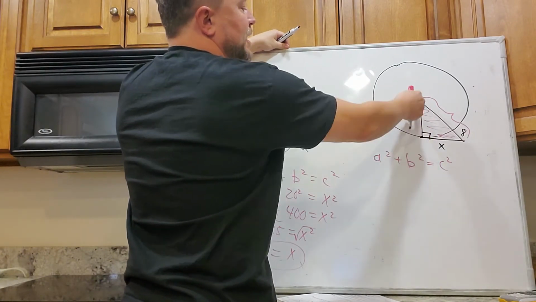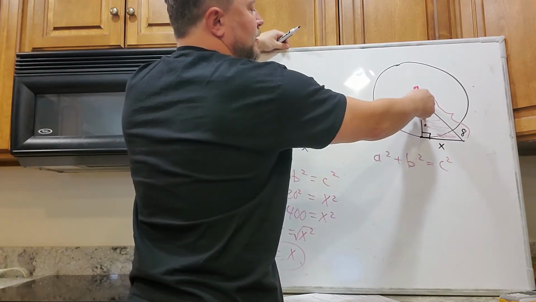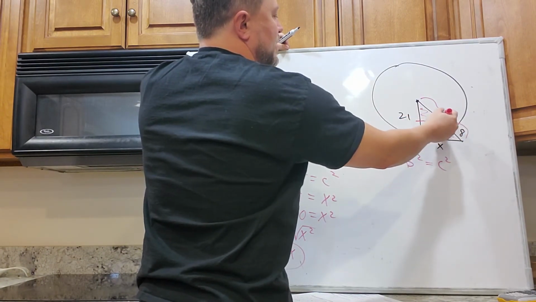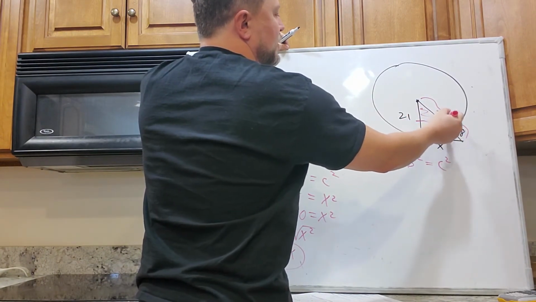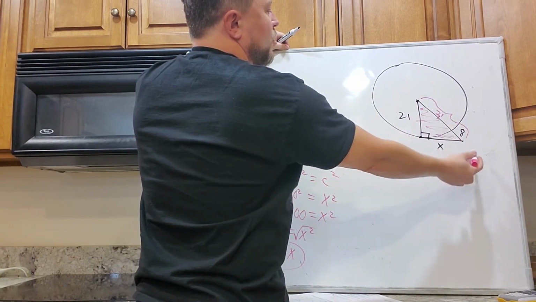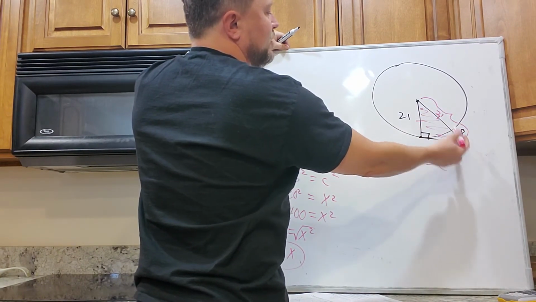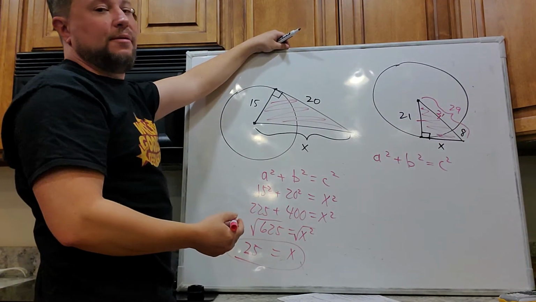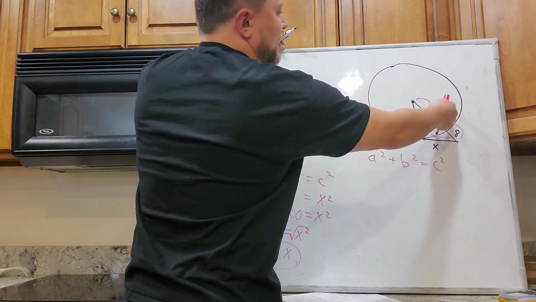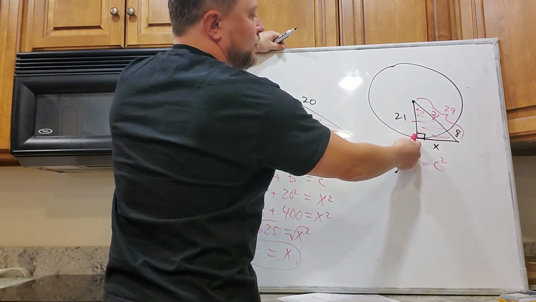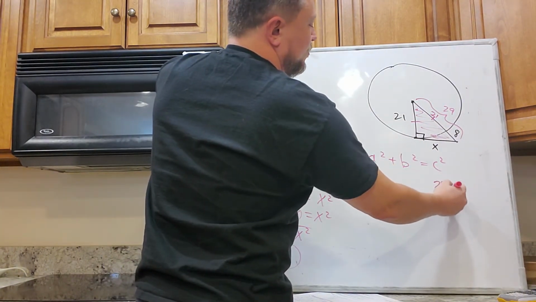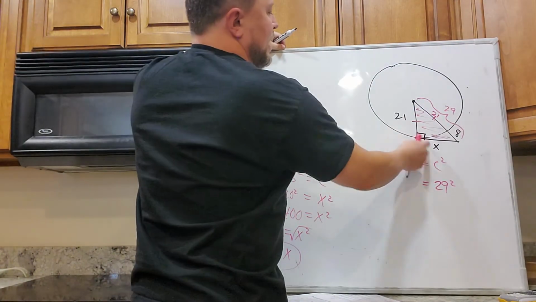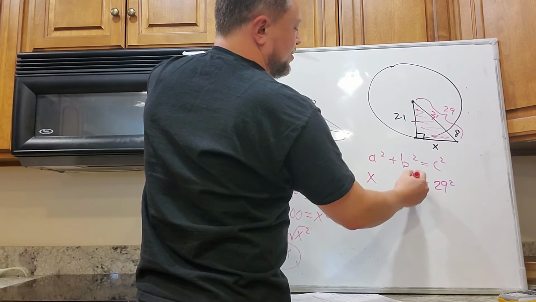21, remember, is a radius going from the center. If I go from the center to there, that's another radius. So this should match this. This part's 21, just like that is. So the whole side along here of the right triangle is 21 plus 8, or 29. So that's the one across from the right angle. So 29 is going to go in for C. It's my hypotenuse. X and 21 are the legs.